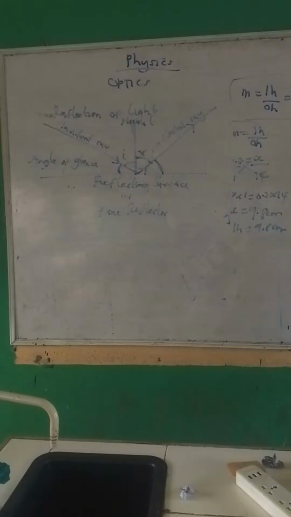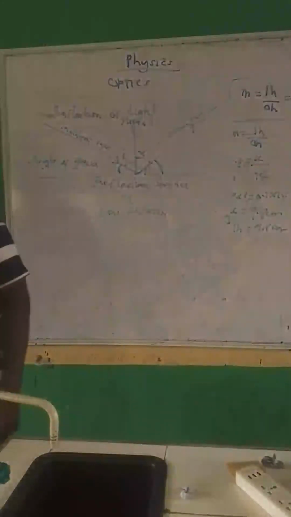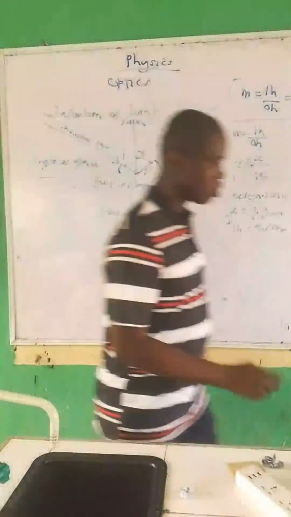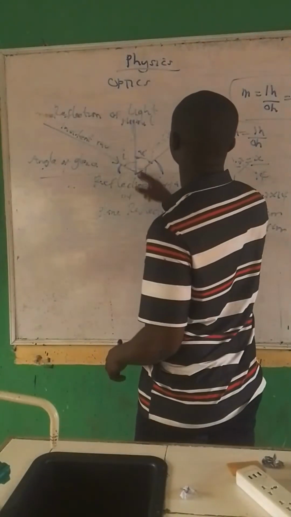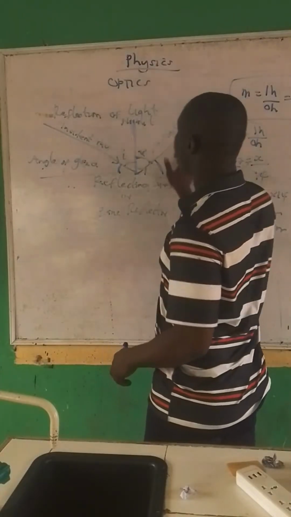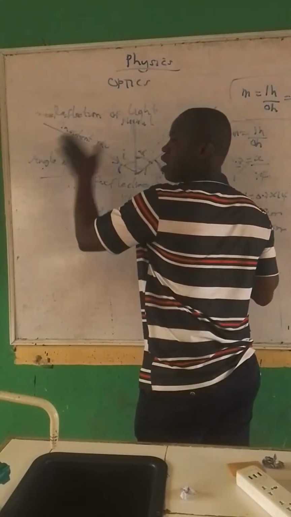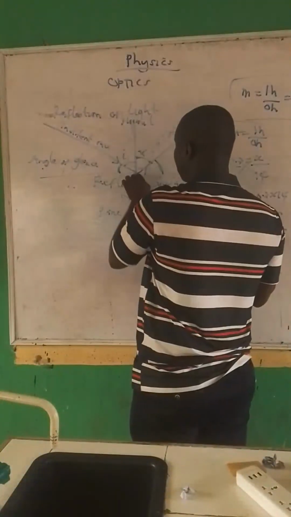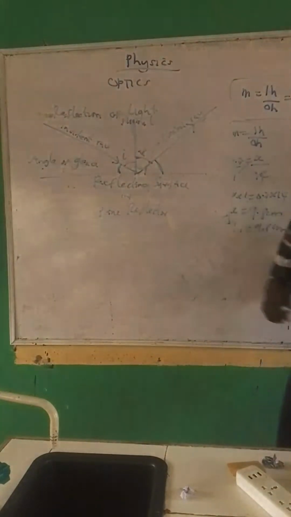Alright? So now reflection has two laws. There are two laws of reflection. The first law states that the incident ray, the normal, and the reflected ray all lie on the same plane. That is, they all lie on the same flat surface, at the point of incidence. That is what the law states, okay?